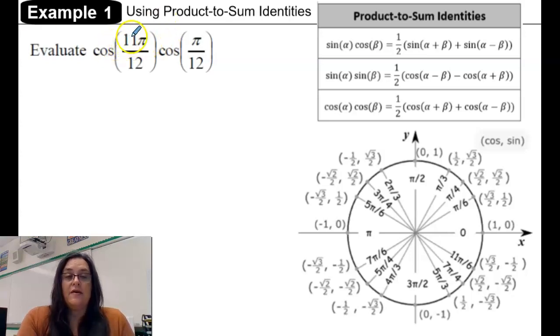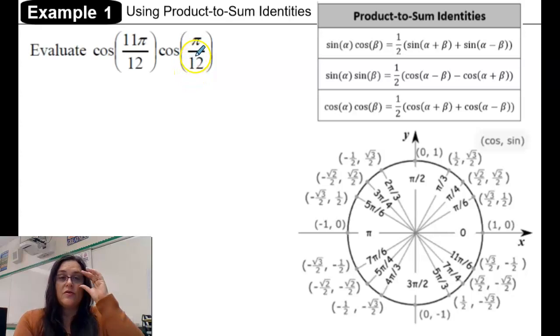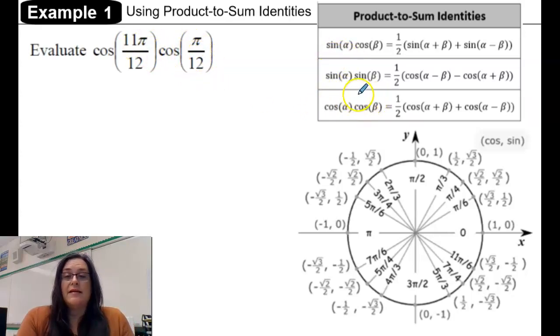We want to evaluate the cosine of 11 pi over 12 times the cosine of pi over 12. So we have two different angles. In our identity, which we'll be using cosine times cosine, notice that there's alpha and beta. Those are our two different angles in the identity. So 11 pi over 12, that's going to be alpha, and pi over 12 is going to be beta in the identity.